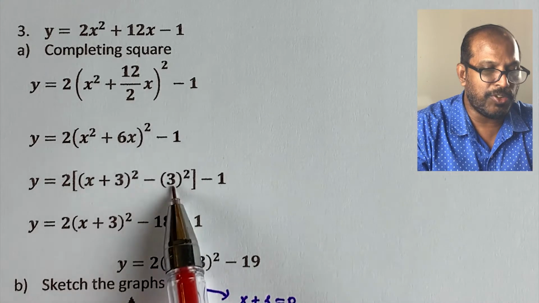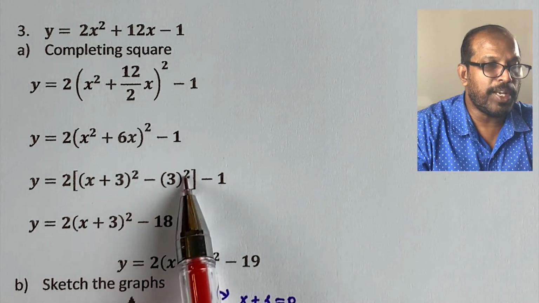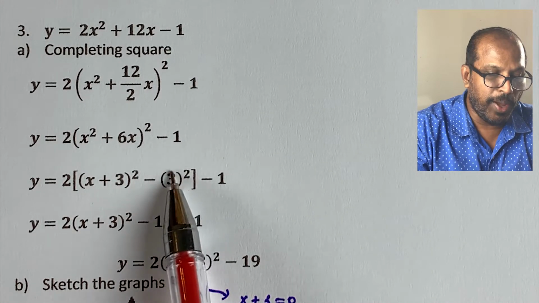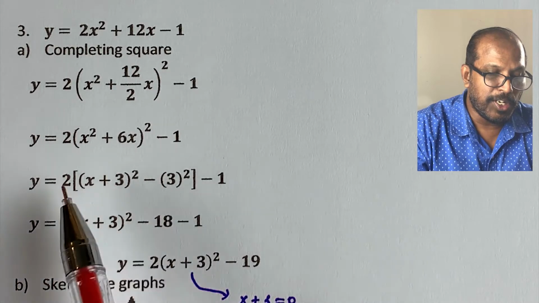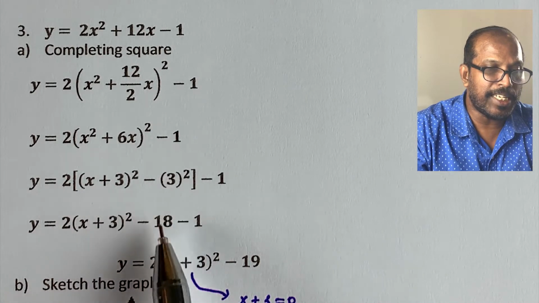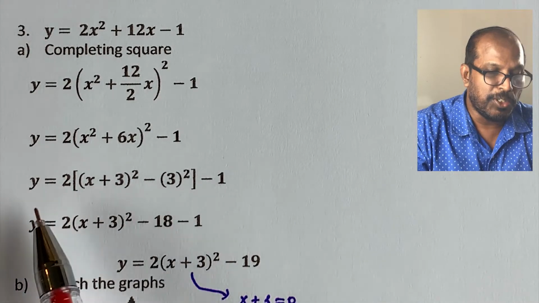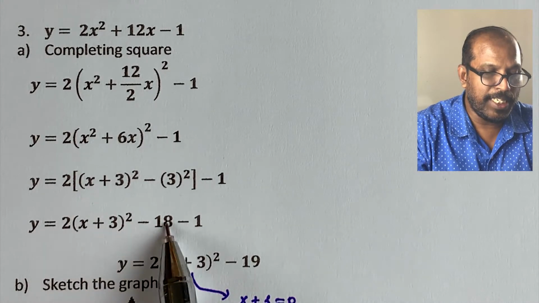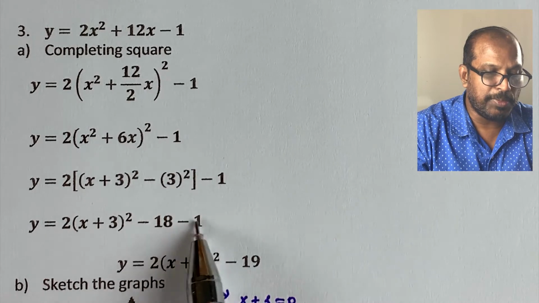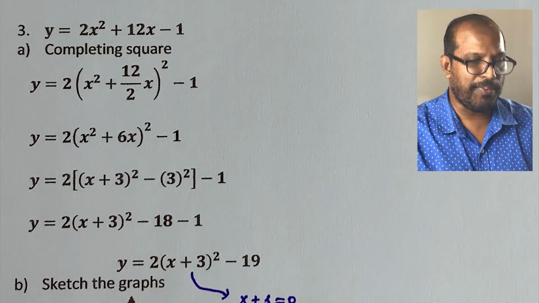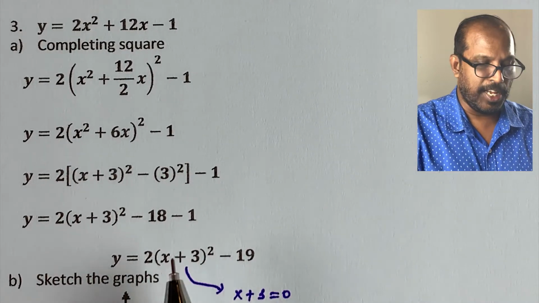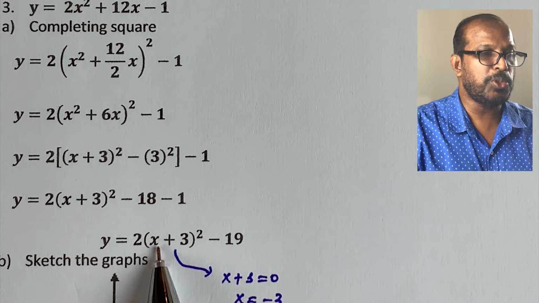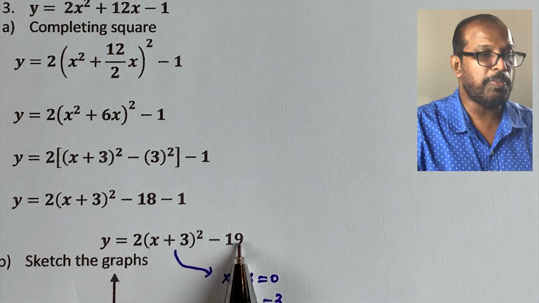Then you expand this 3, so negative 3 square is how much? Negative 3 square is actually 9. So that means 2 times 9 is actually negative 18. So the 2 times x plus 3 power 2 minus 18, then here goes minus 1. So now we have actually completed the square. The answer will be y equals 2 times x plus 3 power 2 minus 19.